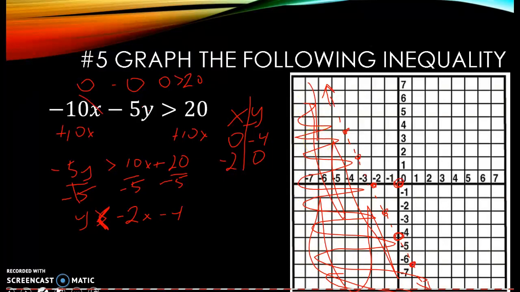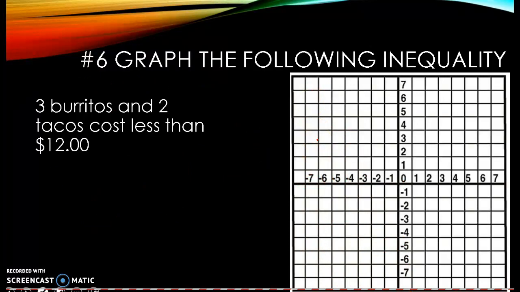All right, let's take a look at a different situation. Here we don't have an equation. We're going to have to write an equation. 3 burritos, I'm going to call the burritos x, and 2 tacos, I'll call the tacos y. So we have 3x plus 2y cost less than $12. So the price was less than $12. So we want to graph all of these possibilities here.